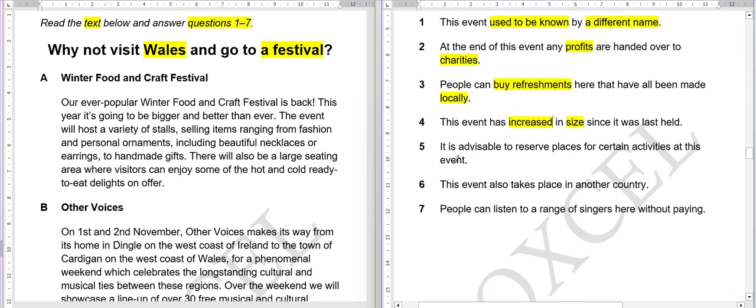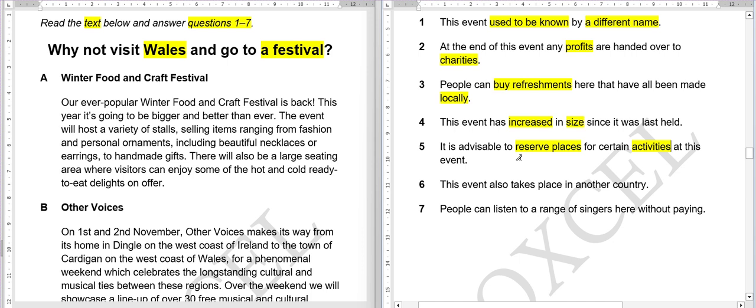Fifth, it is advisable to reserve places for certain activities at this event. So in whichever paragraph you are reserving, booking your place for certain activities, like obviously when you are booking in advance. If you are booking in advance for any particular activity, that paragraph will be your answer.